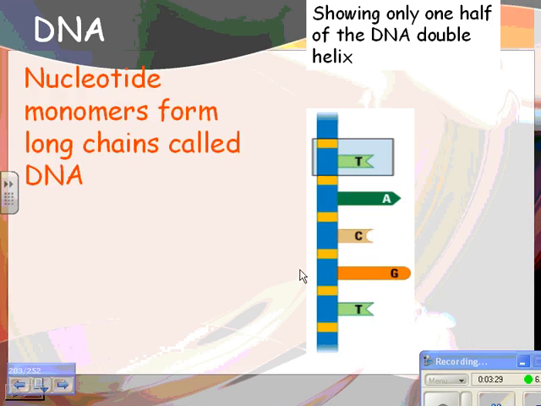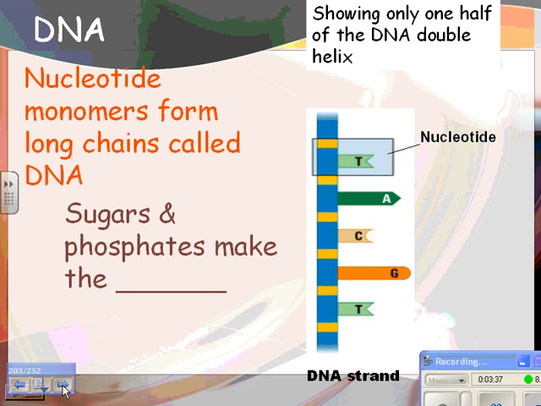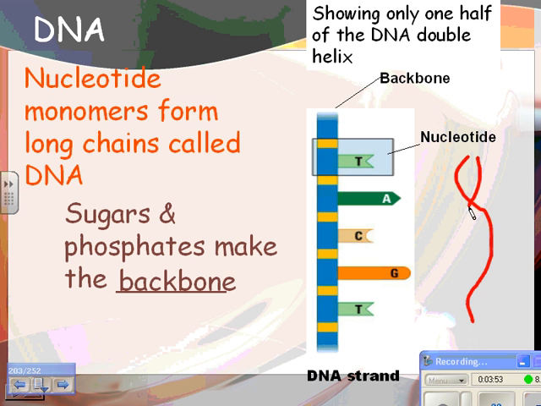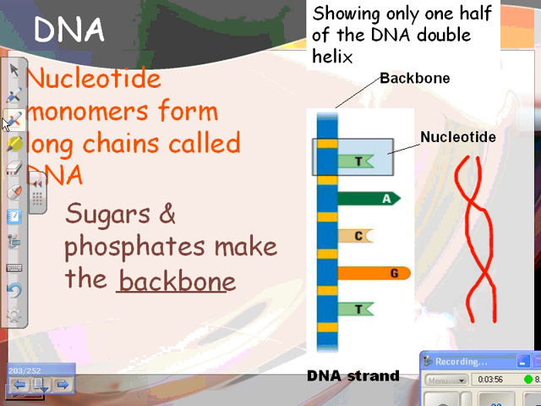So this is just one half of the double helix. Nucleotide monomers form long chains, the polymer DNA. Sugars and phosphates make up the backbone. Again, don't think of this as the strong middle. This is the outer part, and we call it the backbone because it's the strong part. So this would be the backbone, and there would be two. And that part that I just drew is made out of sugar, phosphate, sugar, phosphate. The bases make up the rungs, so that's this part sticking out here. And that's not as strong.